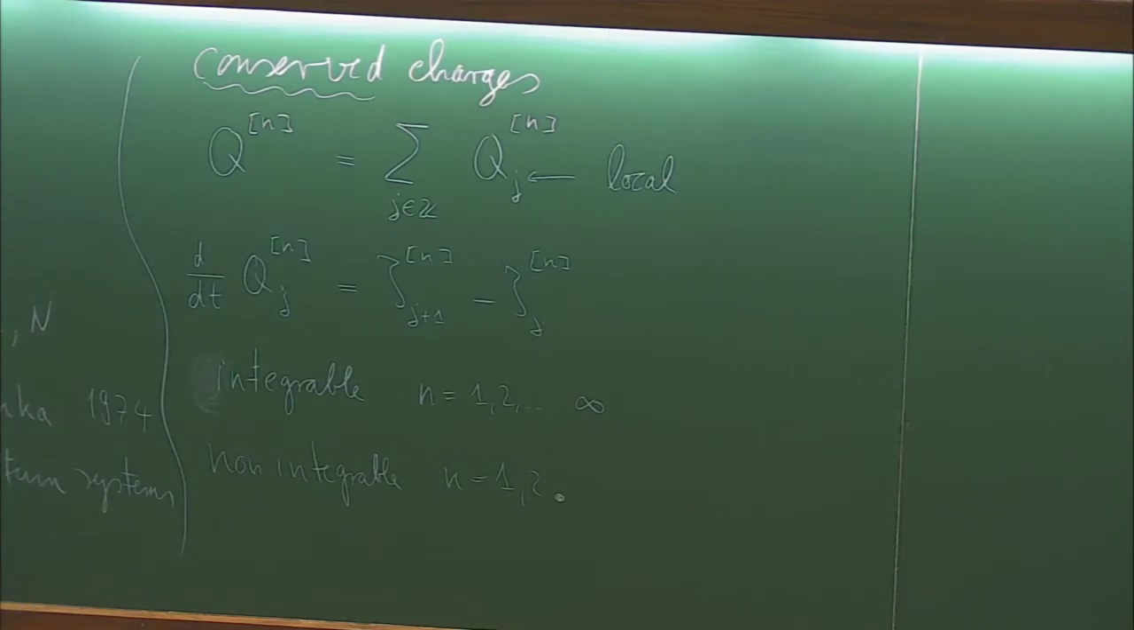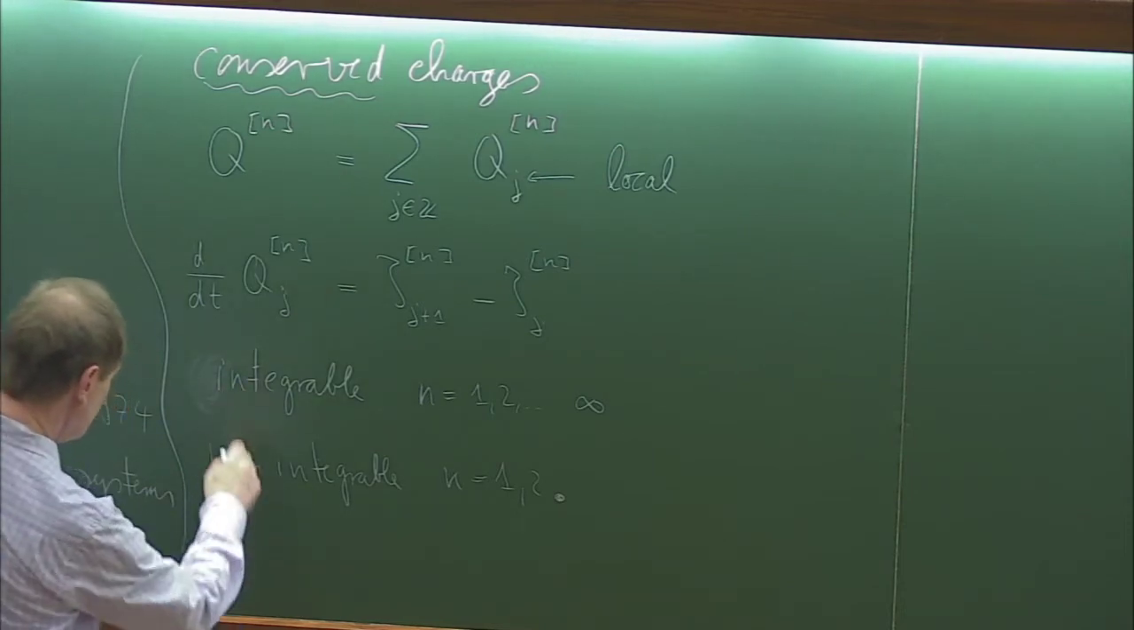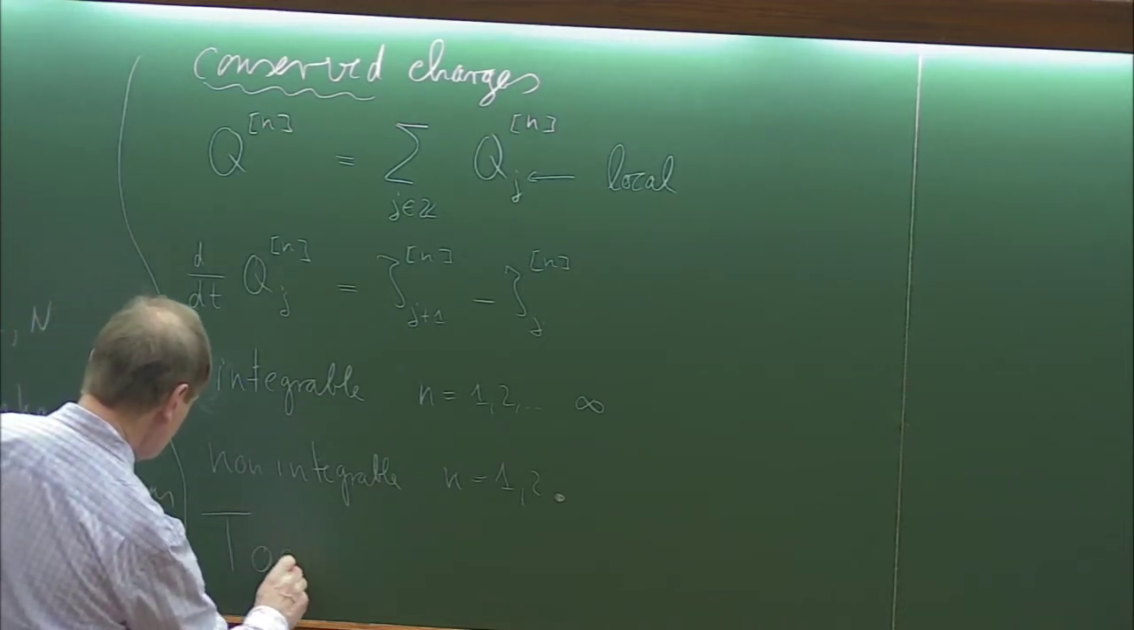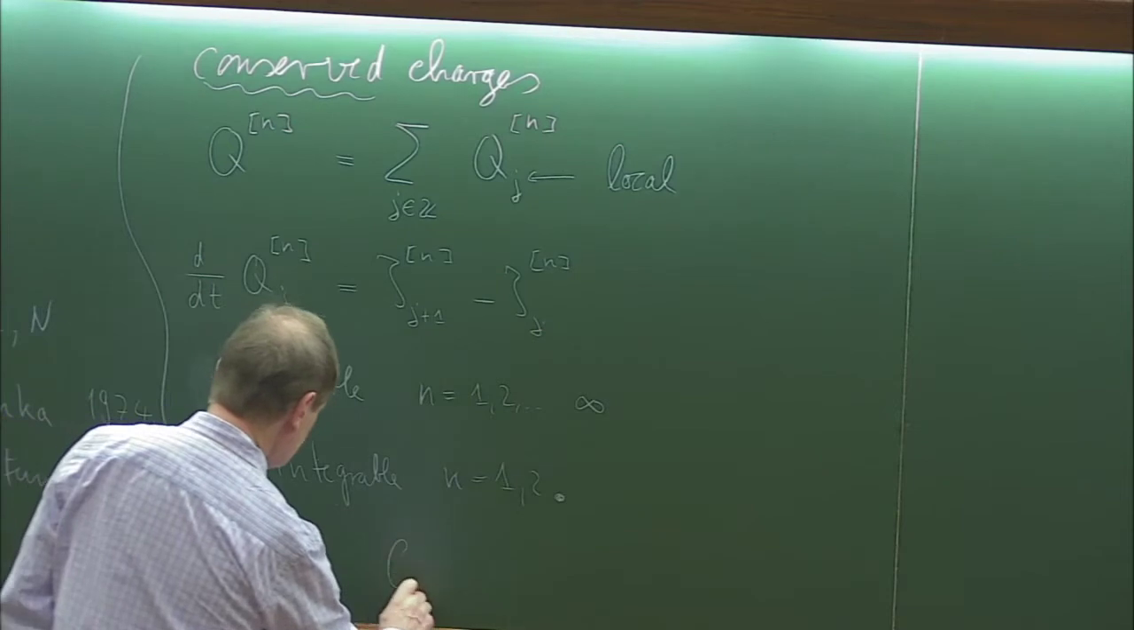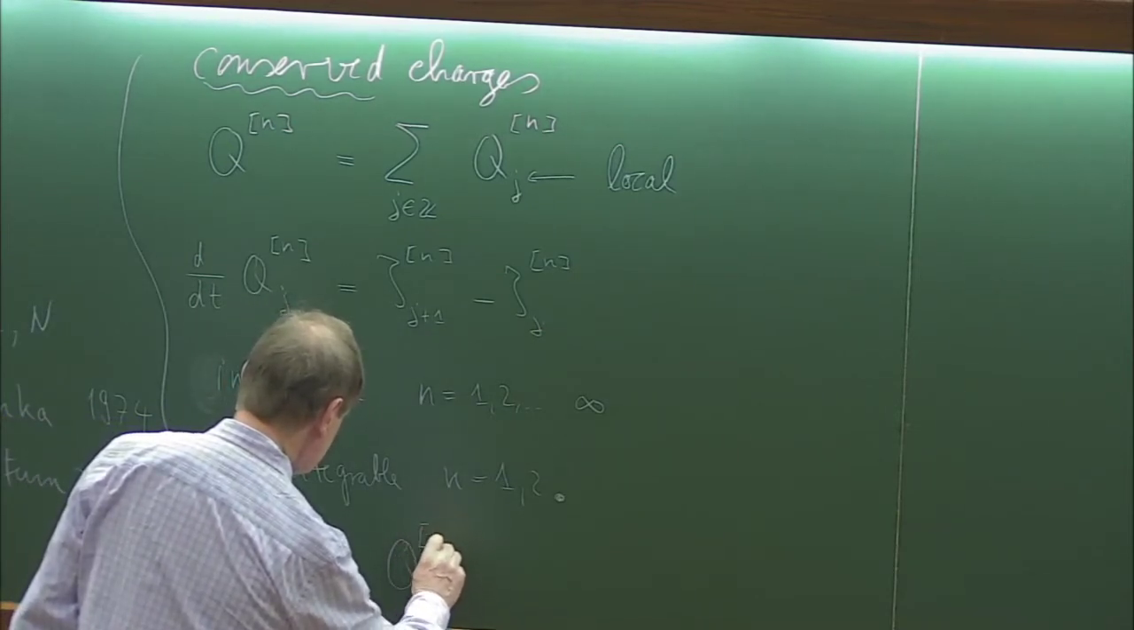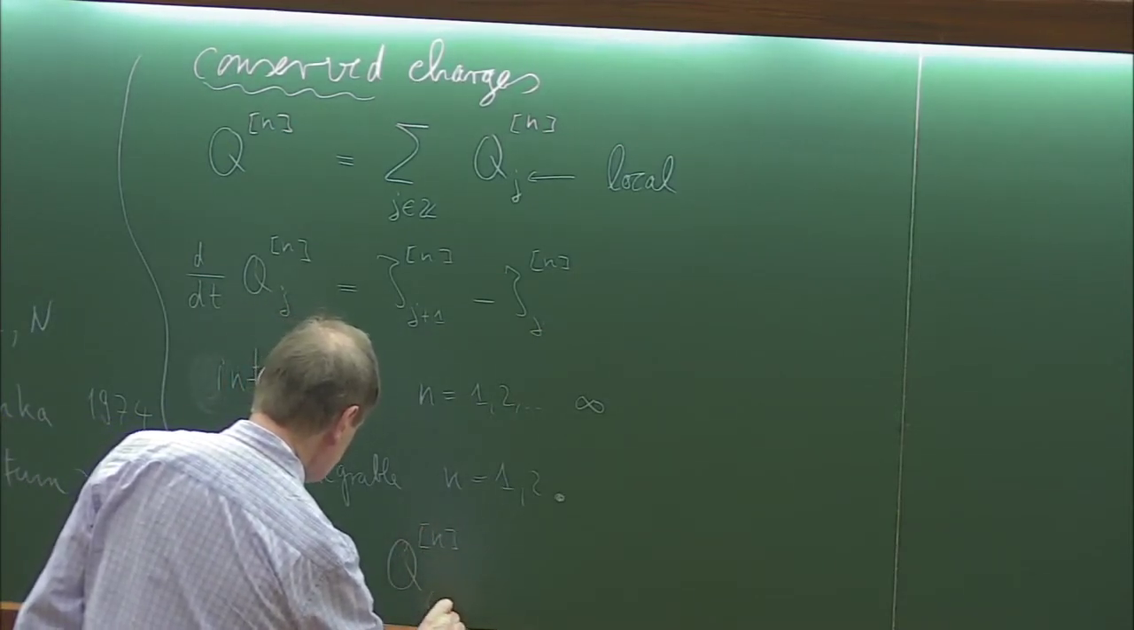Now, for the Toda lattice, of course, I will come to this. This version is actually satisfied. So for the Toda lattice, let me first write this down and then we'll make some comments on this. For the Toda, there will be explicit constructions of these Qn. Let's say their density is 0.